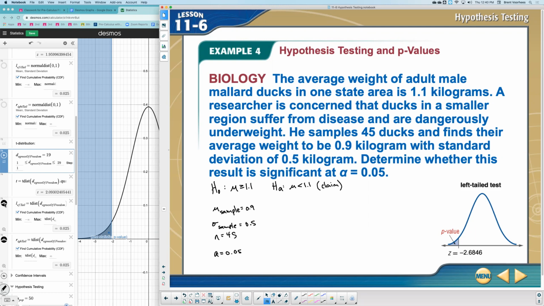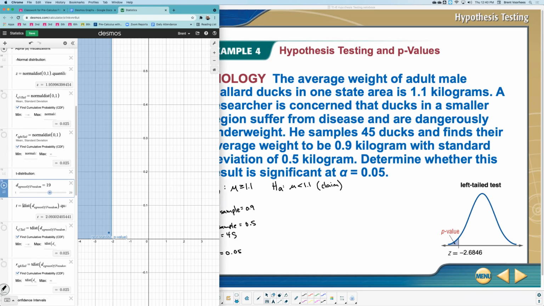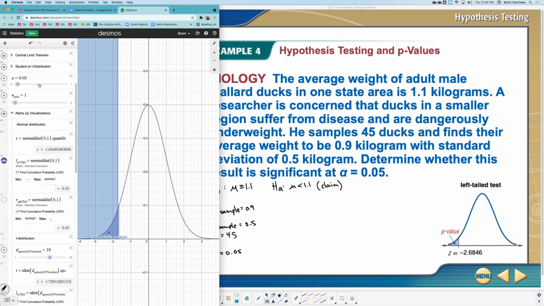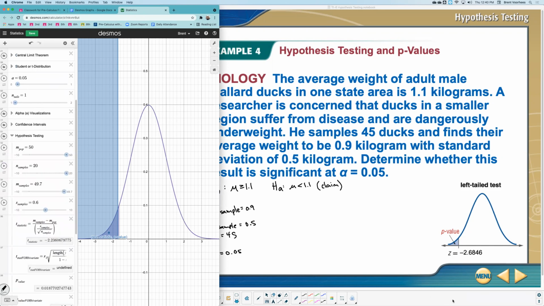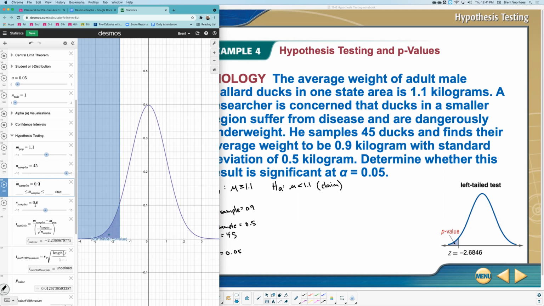So what I'm going to do here is let me turn off these. We're not going to be using the t distribution. What I'm going to be using this time, so I'm in the visualizations, I'm going to turn on just the left tail. We only are going to have one tail on this particular problem. So I'm under the A, and now I'm dropping down to the hypothesis testing. The mean of the population we're saying is 1.1. The number of samples happens to be 45. The mean of the samples is 0.9, and the standard deviation is 0.5.